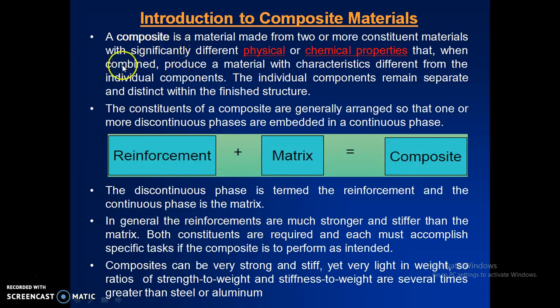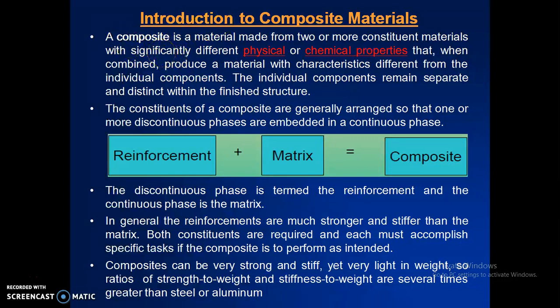Now, what is basically a composite? A composite is a material made from two or more constituent materials having different physical or chemical properties. When these are combined, we can produce a completely new material. So the properties of this material are completely different from the parent materials.